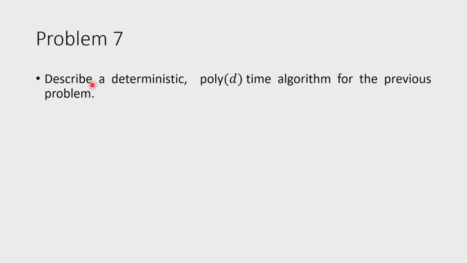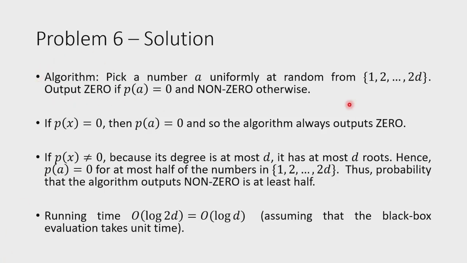Okay. So describe a deterministic poly(d) time algorithm for the previous problem. So we saw a random algorithm. Now what I'm saying is try to make that random algorithm deterministic. So how do you do that? How would you do that? So here's the algorithm. How would you make this algorithm deterministic?